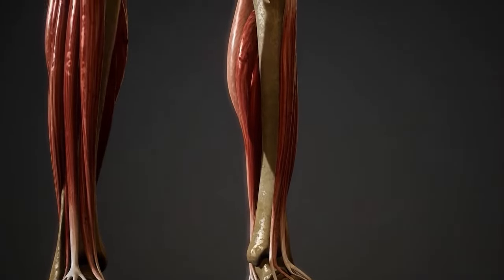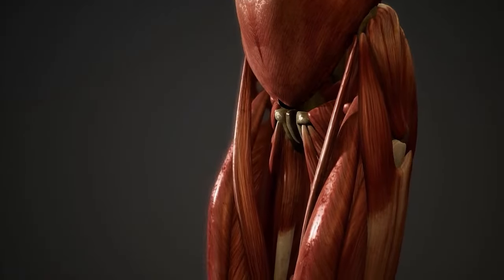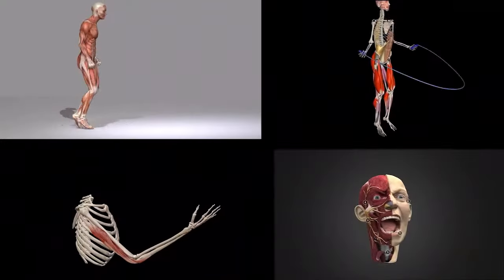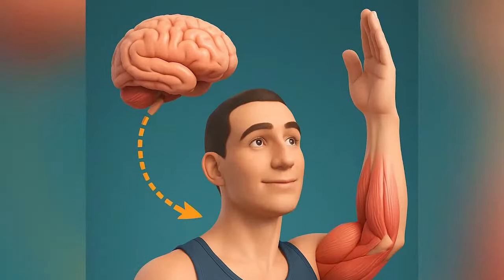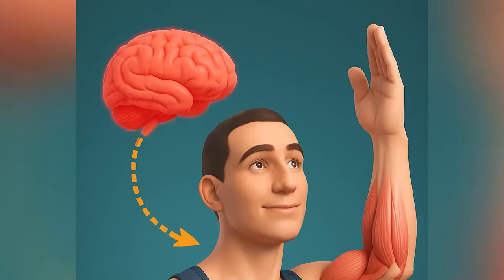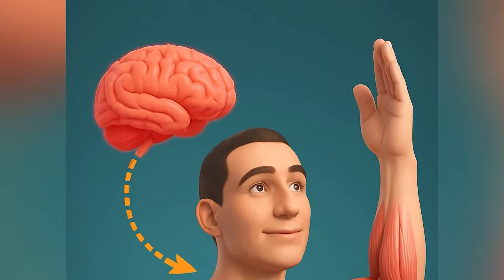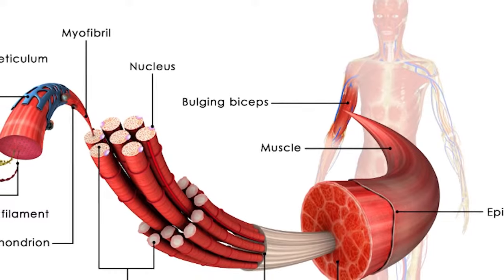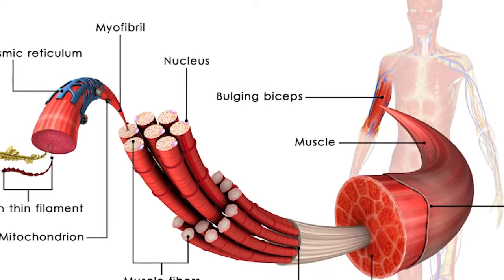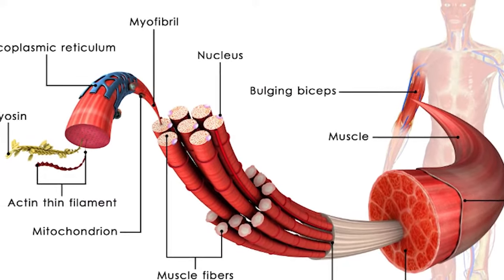Skeletal muscles are the ones you can control. They're attached to your bones and help you do things like jump, run, wave, or smile. If you decide to lift your arm, your brain sends a signal to these muscles to move. They look striped under a microscope and are called striated, and have many tiny control centers, nuclei, to help them work hard and fast.